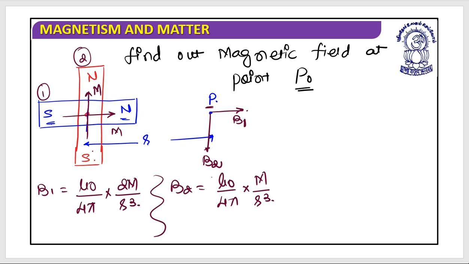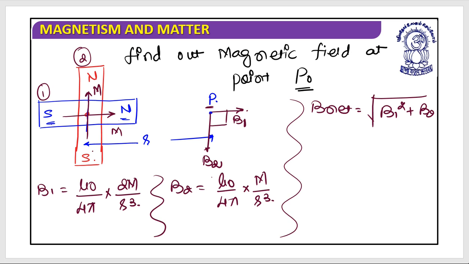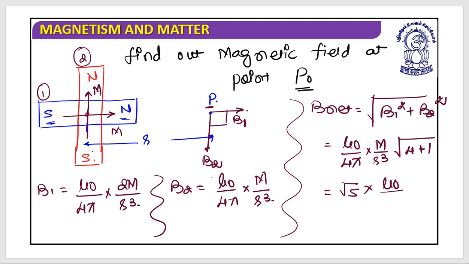Is it clear? Now one more thing: these two are perpendicular to each other. When these two are perpendicular to each other, B net equals root of B1 square plus B2 square. This could be written as mu naught by 4 pi multiplied by m by r cube, root of 4 plus 1. So this is equals to root of 5 multiplied by mu naught by 4 pi multiplied by m by r cube.